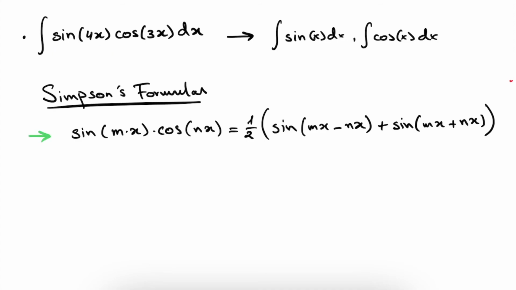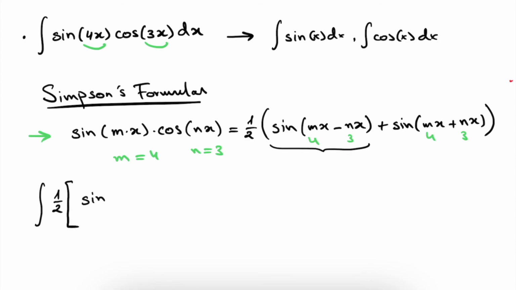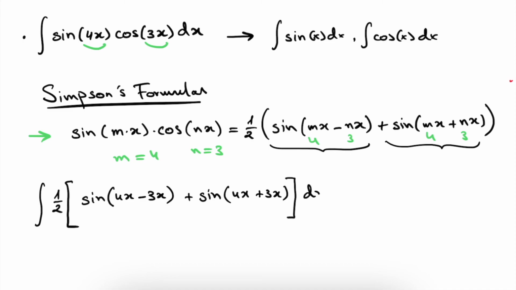So let's now apply Simpson's formula in our specific case. In our specific case, m is equal to 4, because we have the sine of 4x, and we know that n is equal to 3, because we have the cosine of 3x, which means that we have 4 here, 3 here, 4 here, and 3 here. So our integral becomes 1/2 times, first we have this term, which becomes the sine of 4x minus 3x, plus our second term, which becomes the sine of 4x plus 3x. Close the brackets and we have dx.